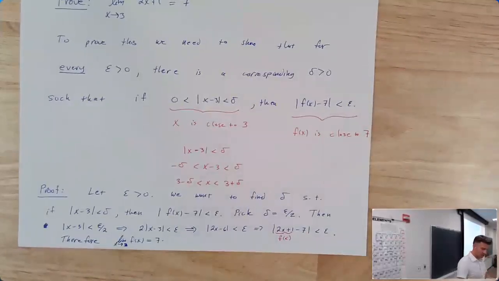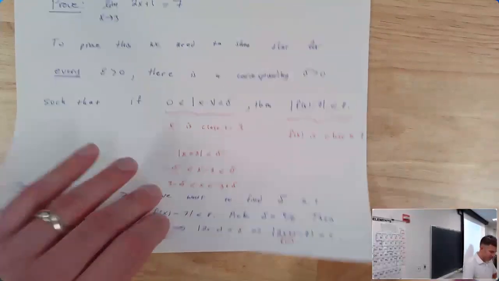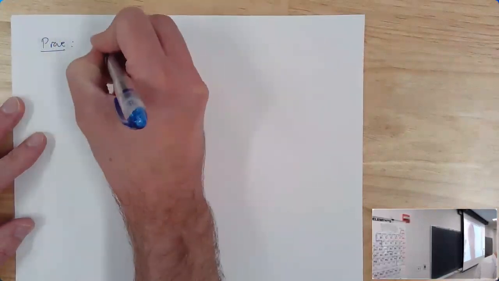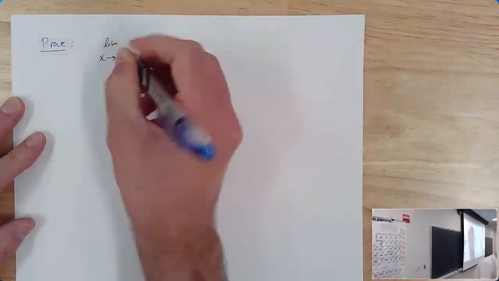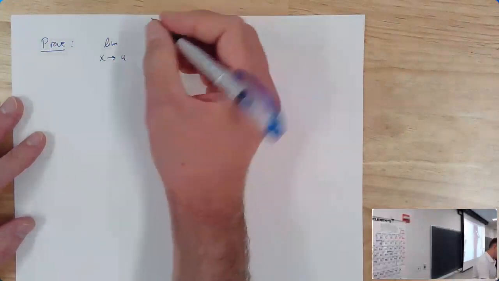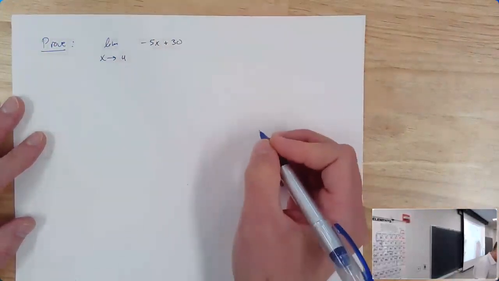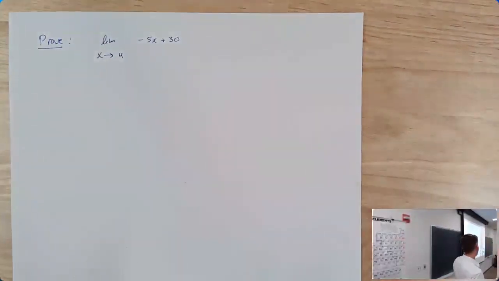All right, let's look at another example here. I'm going to change one. So let's say we want to prove that the limit as x approaches 4, let's make it interesting, of negative 5x plus 30. Well, we don't already know, but if we take a moment to do a calculation, we should know what this limit actually is.